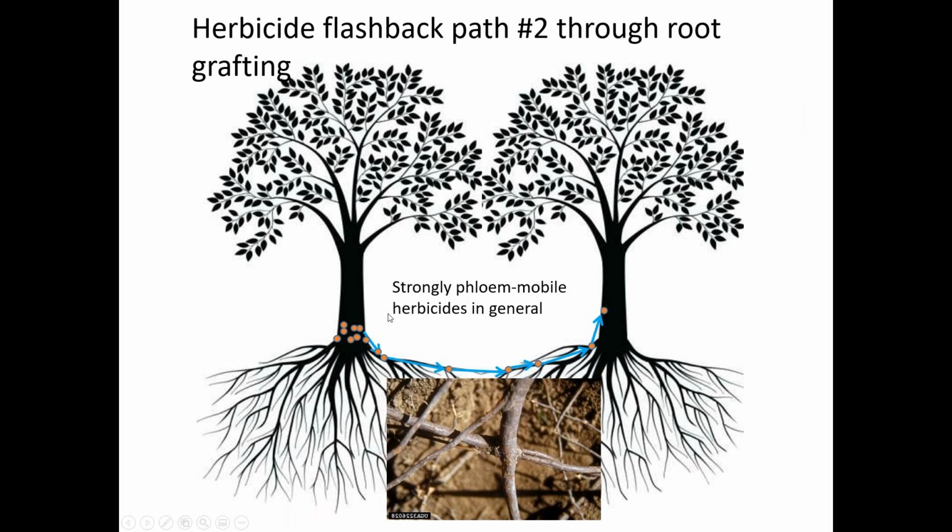Okay, root grafting, yes, it can happen, primarily only in the same species, not across species, and it's going to happen for strongly flow-immobile herbicides in general, but we can't seem to make it consistent enough to treat one individual and guarantee it will kill the other one, but you can see some injury, okay?